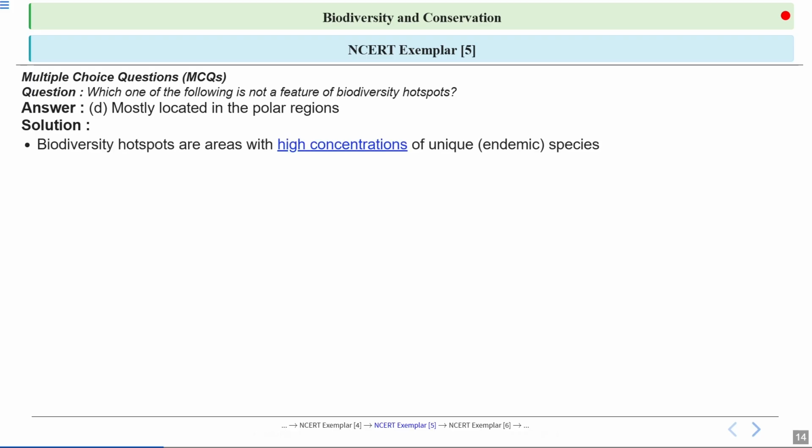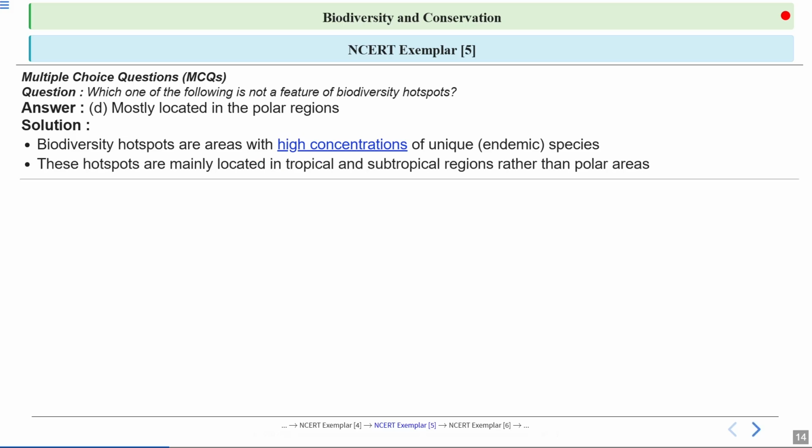Biodiversity hotspots are regions that have a large number of unique species found nowhere else on Earth, known as endemic species, and they are also under significant threat from human activities, making their conservation crucial for maintaining Earth's biological diversity. These hotspots are mainly located in tropical and subtropical regions rather than polar areas because these regions have a more stable and warm climate, which supports a greater variety of plant and animal life. In contrast, polar areas are colder and have less biodiversity, making them less suitable for the high level of species diversity found in hotspots.